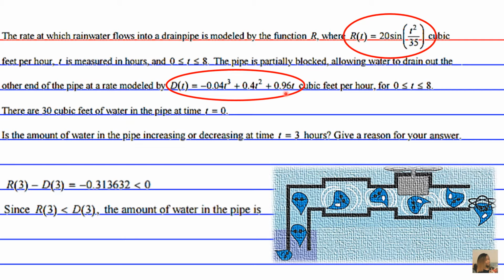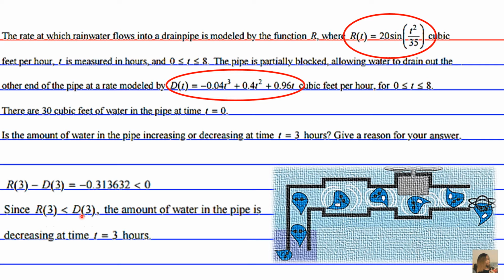So since r of 3 is less than d of 3, this is another way you could look at it. The amount of water in the pipe is decreasing at time t equals 3 hours. For those of you who aren't calculator wizards and you feel more comfortable putting in r of t, evaluating it at 3, writing down your answer, and then evaluating d of t at 3 hours and then writing out the answer, then comparing them, this is an alternative way to do it, okay?